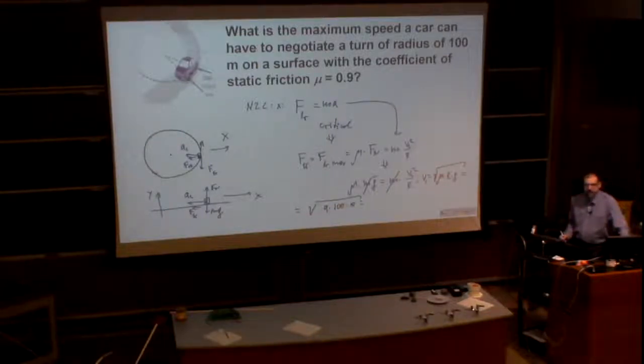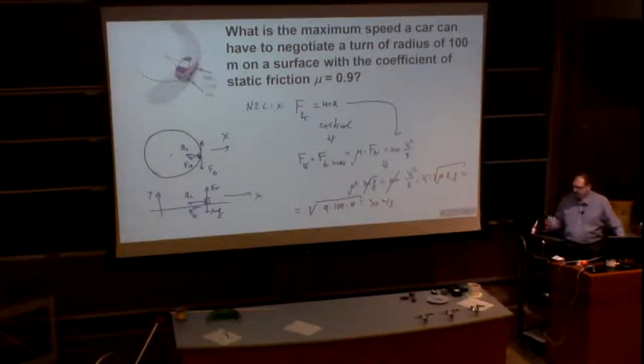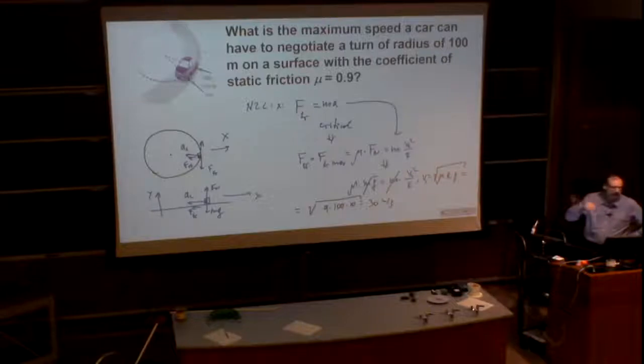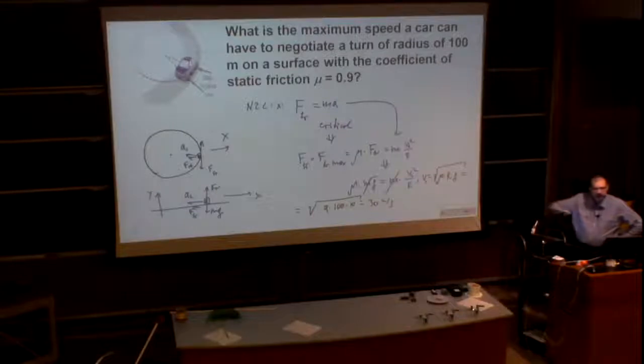0.9 times 10^3, that's 900, square root, 30 meters per second. That's close to 70 miles per hour, something like that. Because 72 miles per hour is 32 meters per second. Well, something like that, 70-something miles per hour. Of course, if the road is slippery, coefficient is lower. In that case, your critical speed will be lower. And if you go above that critical speed, you start skidding away, sliding off the road.